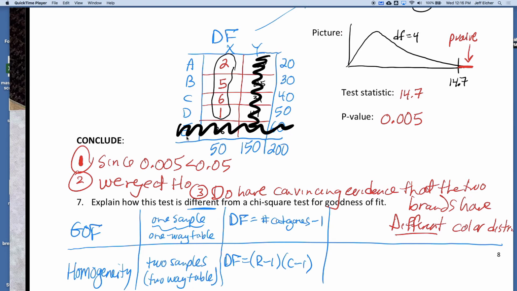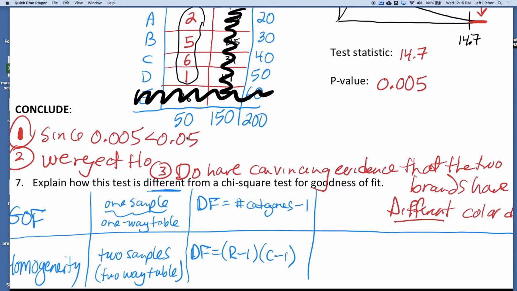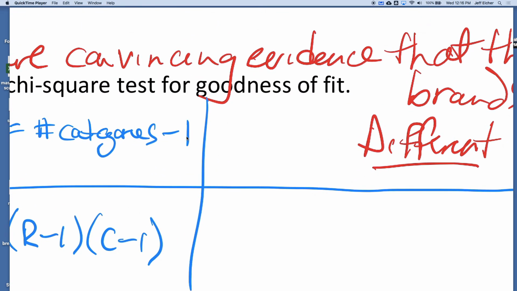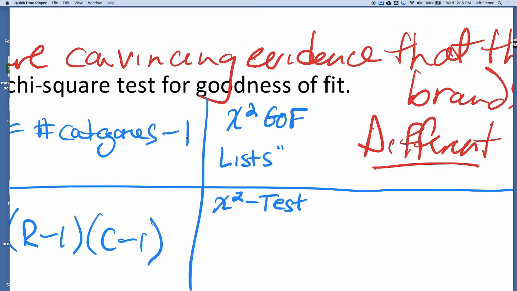Anything else? Good, yeah, the calculator stuff. So this one uses chi-squared GOF, whereas this one just used chi-squared test on the calculator. This top one uses lists, whereas the second one, the one we learned today, uses matrices. So that's a pretty big difference.